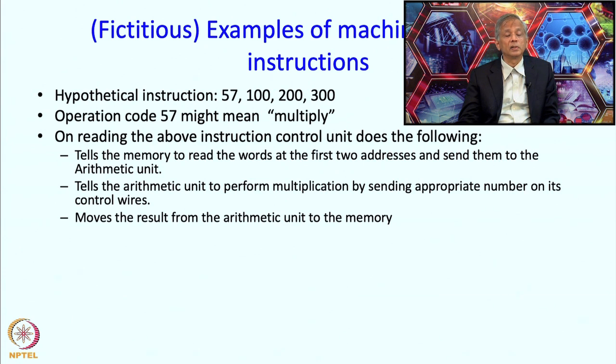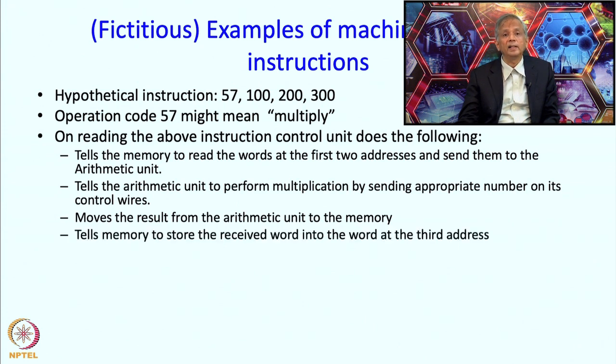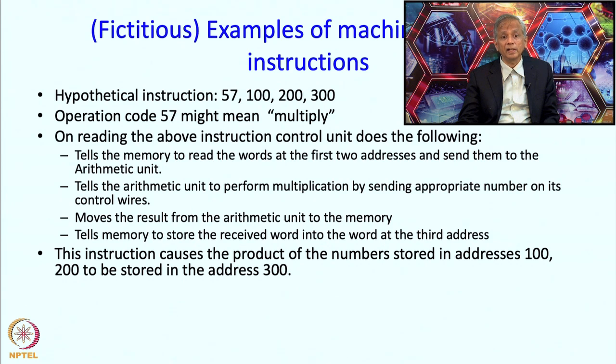And finally, the control unit has to arrange for the result from the output port of the arithmetic unit to be moved back to the memory, and then it has to tell the memory that whatever you just got on your data port has to be stored in this third address, which in this case is 300. So that address also has to be sent back on the address port of the memory. So these are roughly the five steps that the control unit has to do on seeing that instruction. This seems like a fairly complicated thing, but it will indeed cause the product of the numbers stored in addresses 100 and 200 to be stored in address 300.